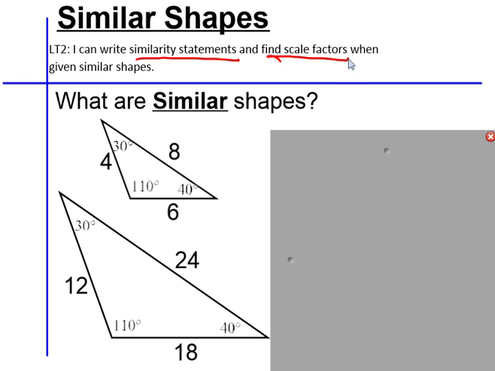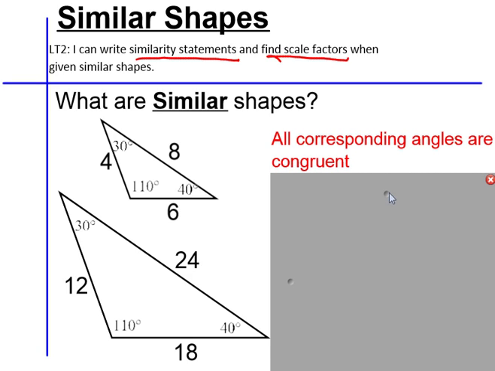So what are similar shapes? As you see right here, these two triangles have angle measurements of 30, 110, and 40. Both of them do. They do not have the same exact size sides. The side lengths are different, but the angle measures are the same. This is very much a part of what similarity really is.